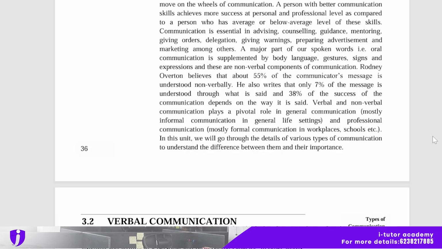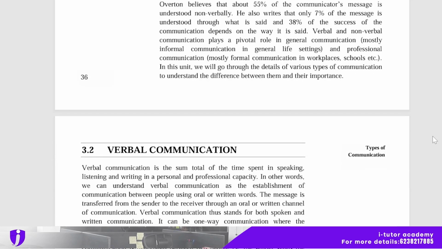And Ronnie Overton believes that about 55% of the communicator's message is understood non-verbally. He also writes that only 7% of the message is understood through what is said, and 38% of the success of the communication depends on the way it is said. And verbal and non-verbal communication play a pivotal role in general communication and professional communication. So that's about the introduction part of this unit.